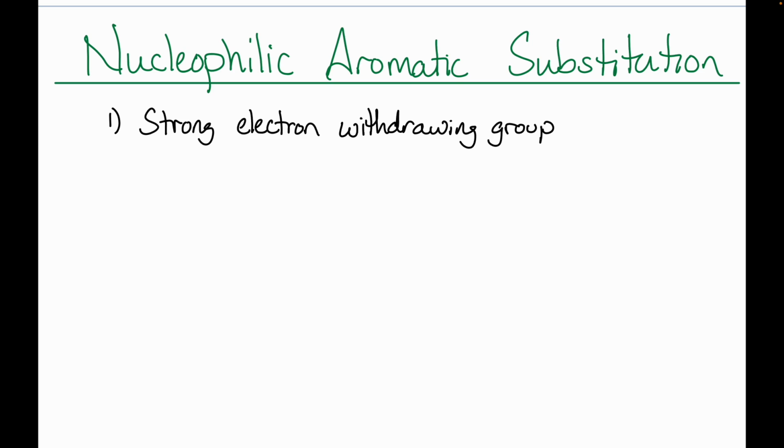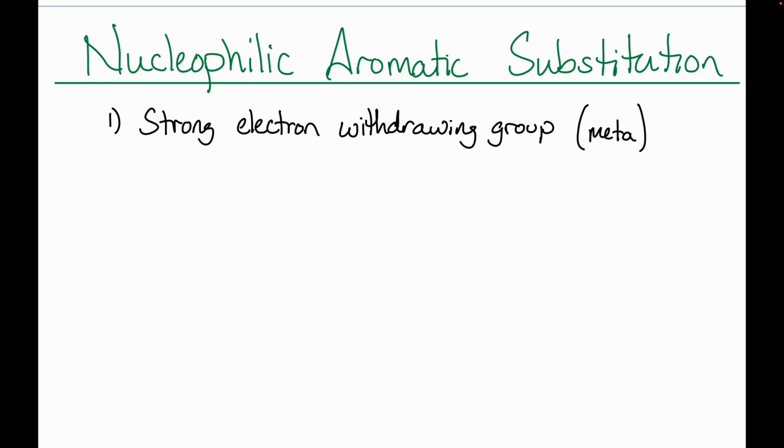And those electron withdrawing groups are what? Ortho-para or meta-directing? Meta. All right, so we got to have a strong meta-director on that ring, right? Again, it's got to withdraw a bunch of electron density so that benzene can actually play the role of an electrophile.